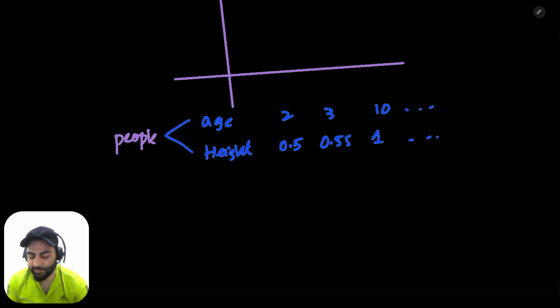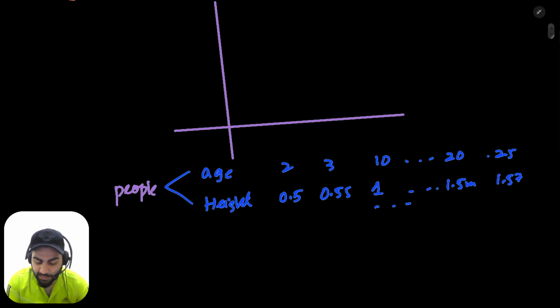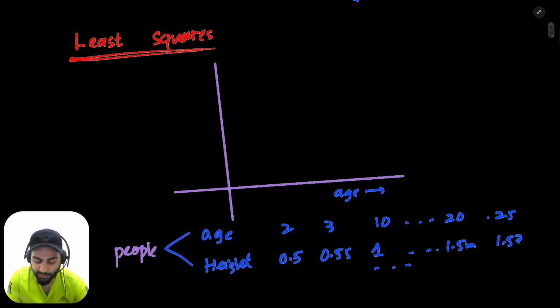So I have been given the data. What I want to do is, if somebody gives me the age, let's suppose after that we have age 20, it's 1.5 meters. And then the maximum height, let's suppose till age 25, is 1.57 meters. Some data is given to me like this. Let's have age on the x-axis, and let's have height on the y-axis.